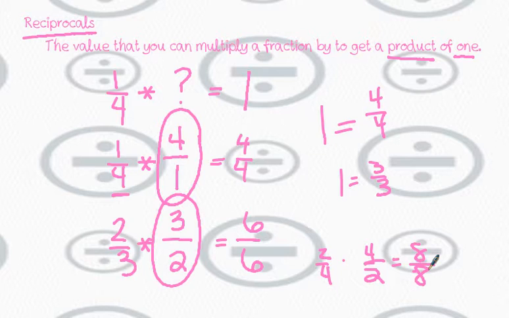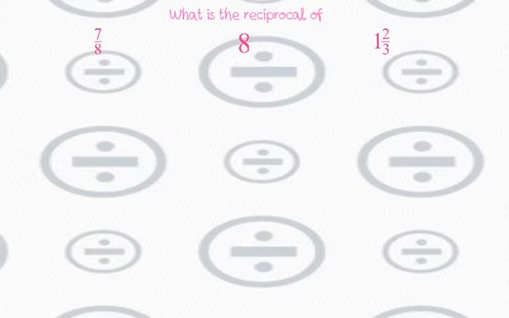Okay, so again, the reciprocal is telling you to flip your fraction. And this is really important. All right, so we're going to take a look at this and look at what is the reciprocal of each of these numbers. Well, 7/8 is simple. We know we just flip it. So the reciprocal of 7/8 is 8/7.